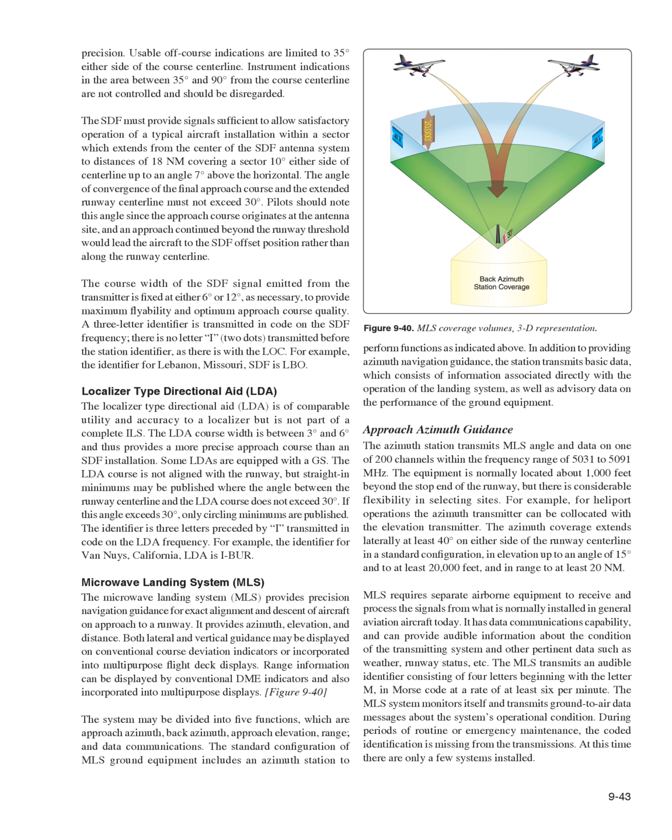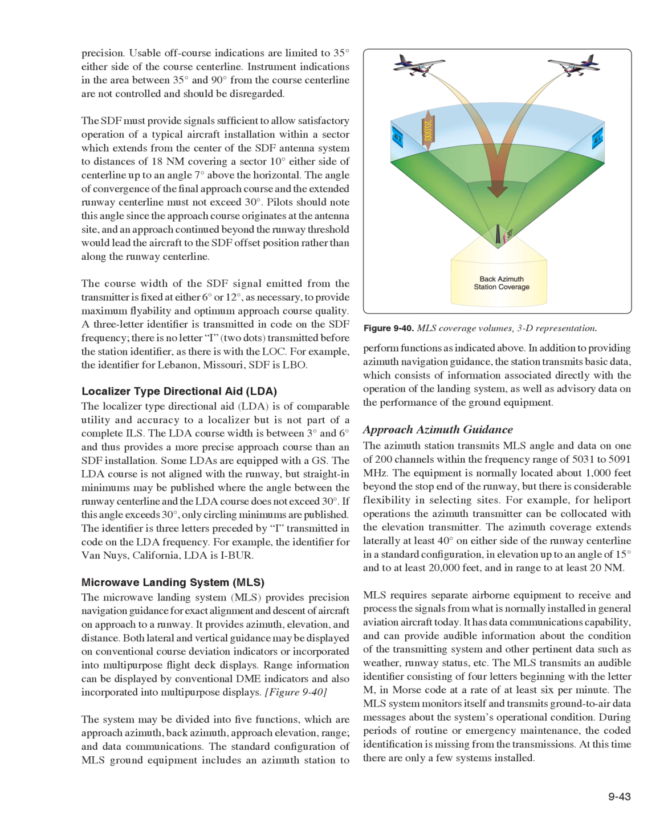Microwave Landing System, MLS. The Microwave Landing System, MLS, provides precision navigation guidance for exact alignment and descent of aircraft on approach to a runway. It provides azimuth, elevation, and distance. Both lateral and vertical guidance may be displayed on conventional course deviation indicators or incorporated into multi-purpose flight deck displays. Range information can be displayed by conventional DME indicators and also incorporated into multi-purpose displays.